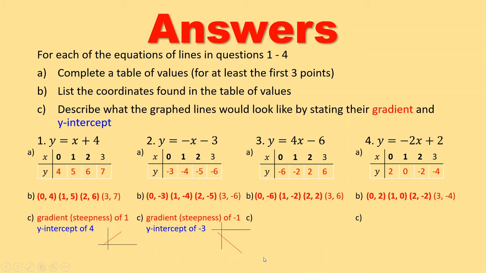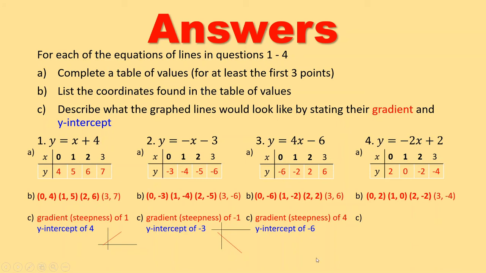For question 3, you should have noticed the pattern in the table of values. -6, -2, 2, 6. Those numbers are getting bigger, and they're jumping up by 4s. So the gradient of the line in question 3 is +4. And the y-intercept, this line will cross the y-axis where x is equal to 0, y is equal to -6.